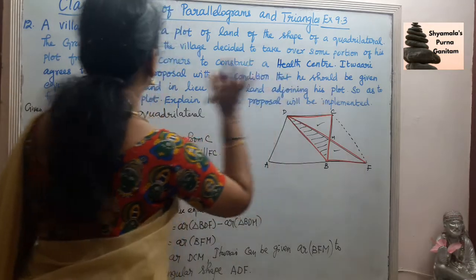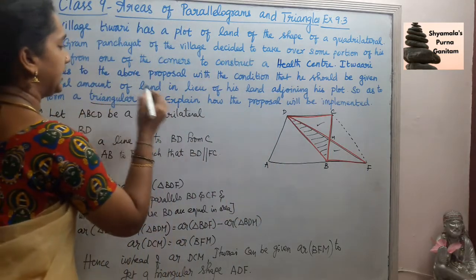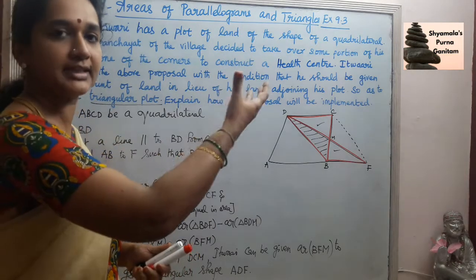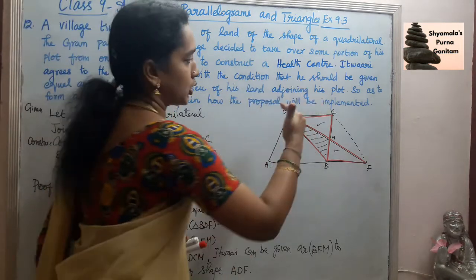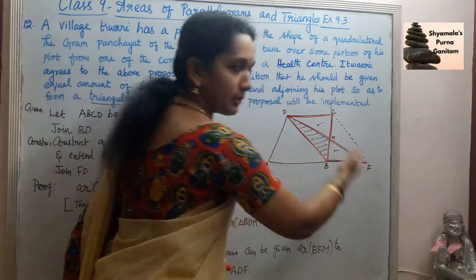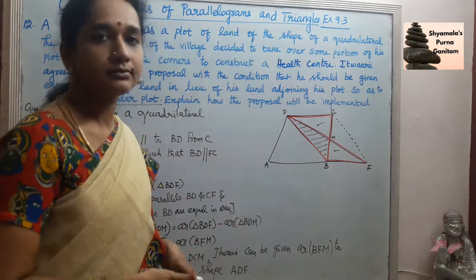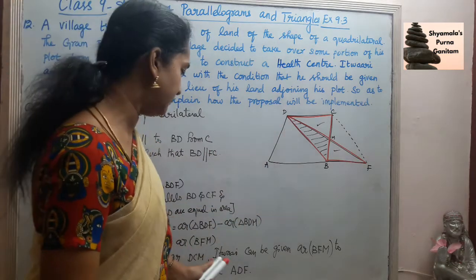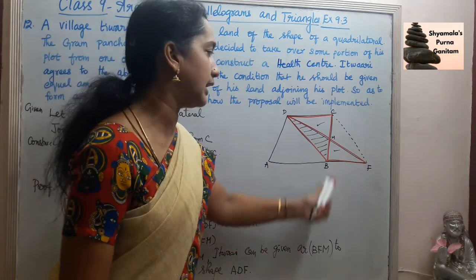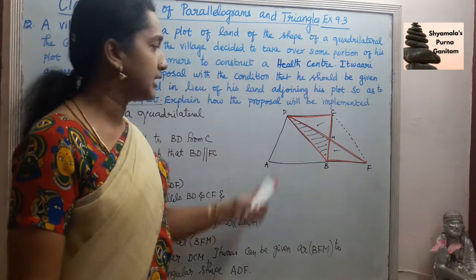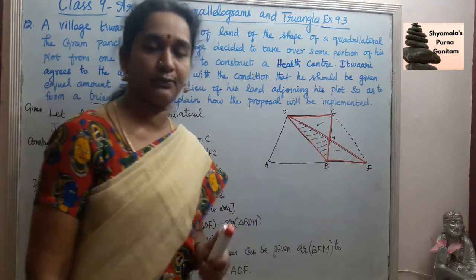Explain how the proposal will be implemented. He is requesting a triangular plot replacing that corner part. So instead of this DCM part, they are giving BMF. So he is getting equal area. So instead of area of DCM, Tiwari can be given area of BFM to get a triangular shape ADF.